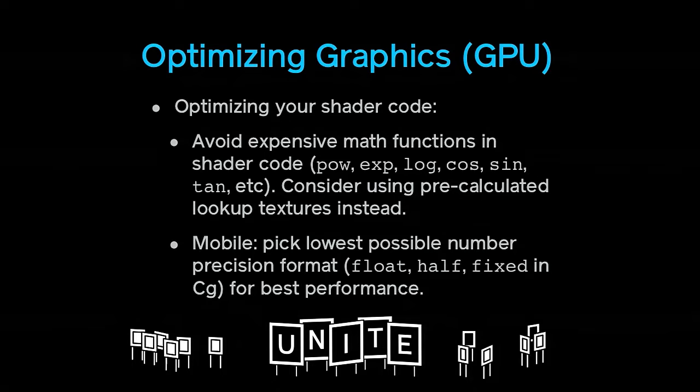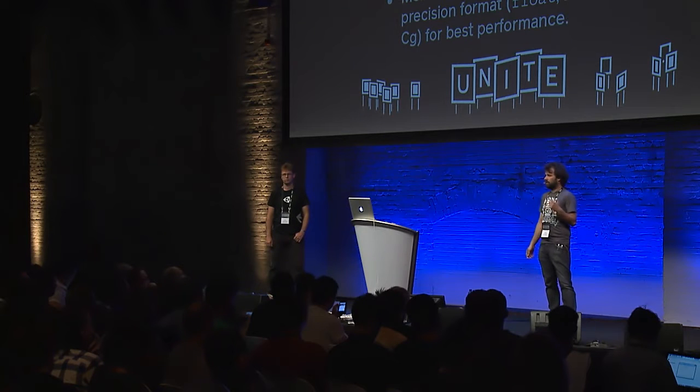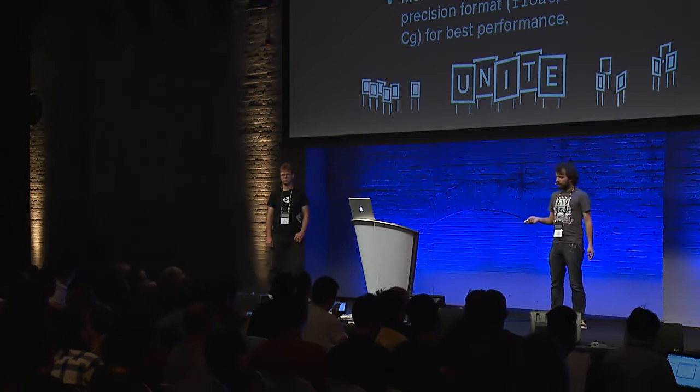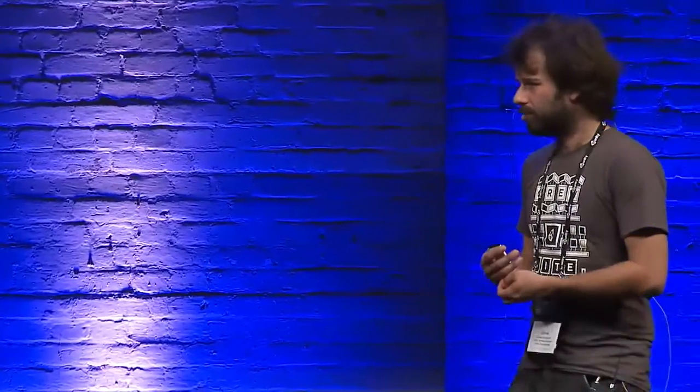And if you're targeting mobile, you should be aware that mobile hardware is very sensitive to the number precision format used. If you're writing your shaders in CG code, you can declare your variables as either float, half, or fixed, which are different floating point formats. Mobile GPUs tend to be much faster processing the lower precision formats. So you should experiment with the lowest precision format you can get away with for your numbers, which still achieves the results you need, and use that for best performance on mobiles.